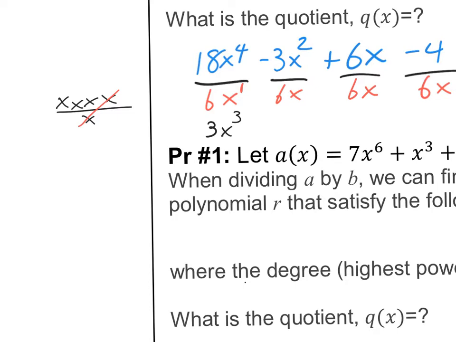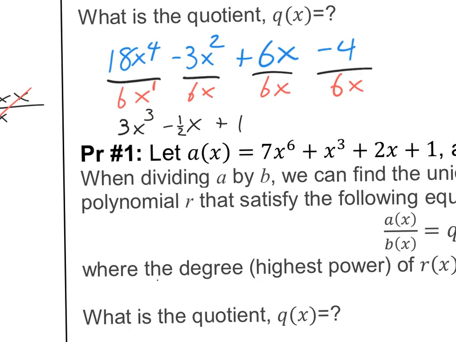All right, negative 3 divided by 6. Well, that'd be 1/2, right? So we could just say 1/2. And then x squared divided by x, well, that's just x. 6x divided by 6x, well, that's just 1, right? Because anything divided by itself is just 1.